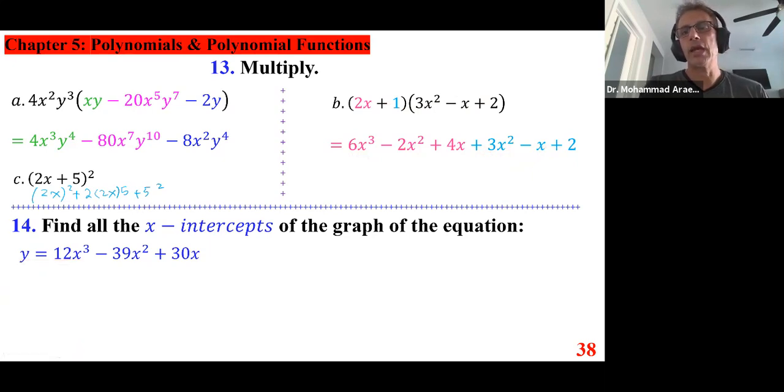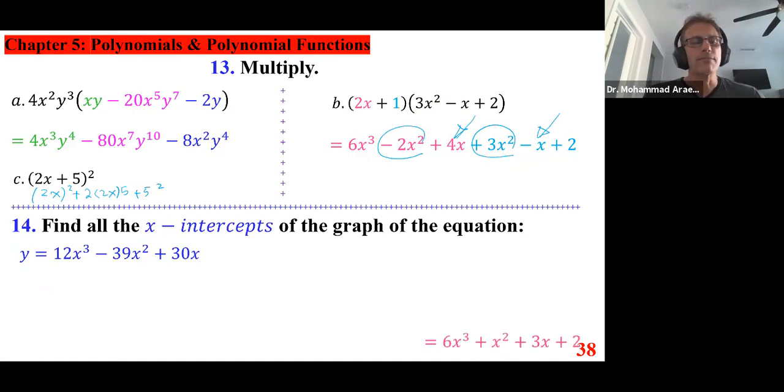Negative 2x squared and positive 3x squared, they add up to x squared. 4x and negative x, they add up to 3x. And this is your final answer.